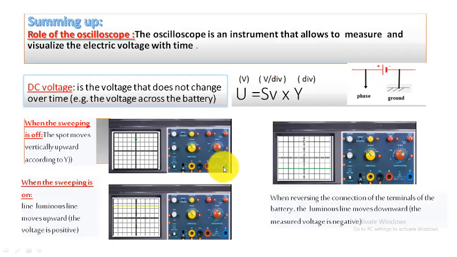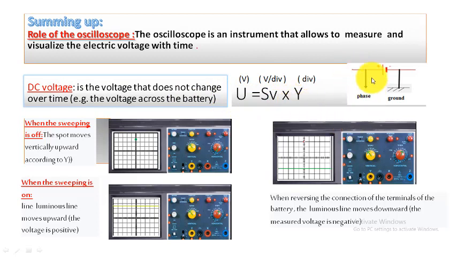This is the summing up. The role of the oscilloscope is to measure and visualize the electric voltage with time. The DC voltage means the voltage that does not change over time. For example, the voltage across the battery. This is the rule, U equals SV times Y.